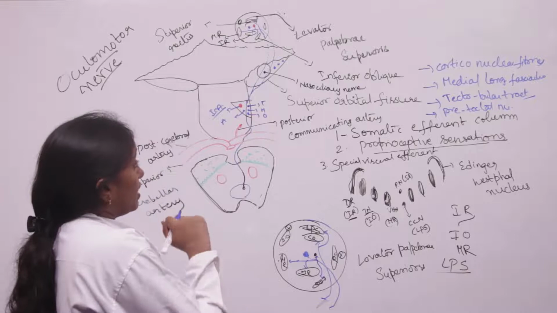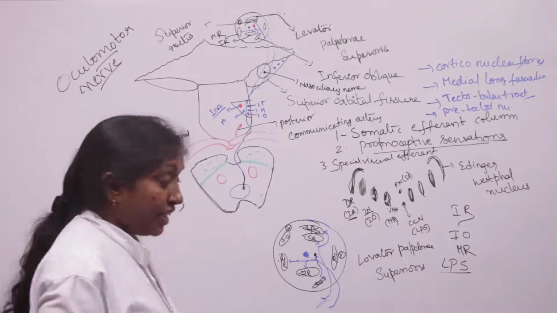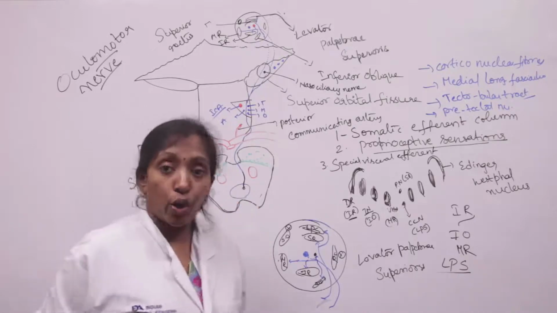Okay, so that is the course and divisions of the oculomotor nerve. And here, what are the communications of the oculomotor nerve?